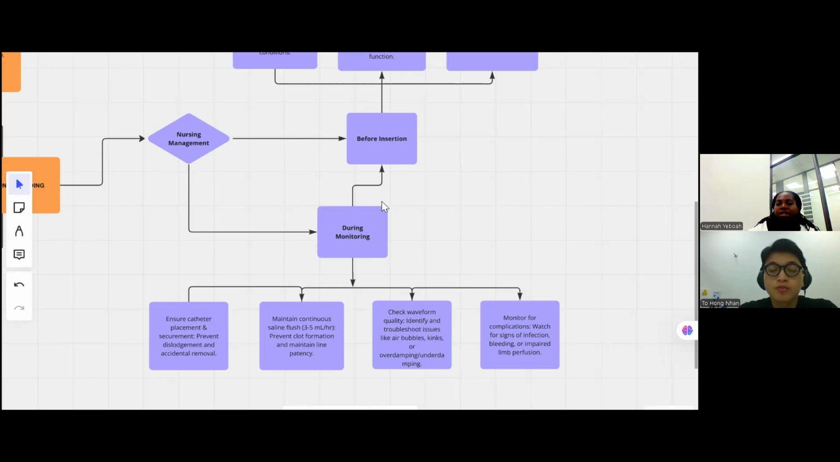So these are the things that we need to do as nurses to manage our patients who are having this procedure. Okay, so I think that will be the end of our presentation today.